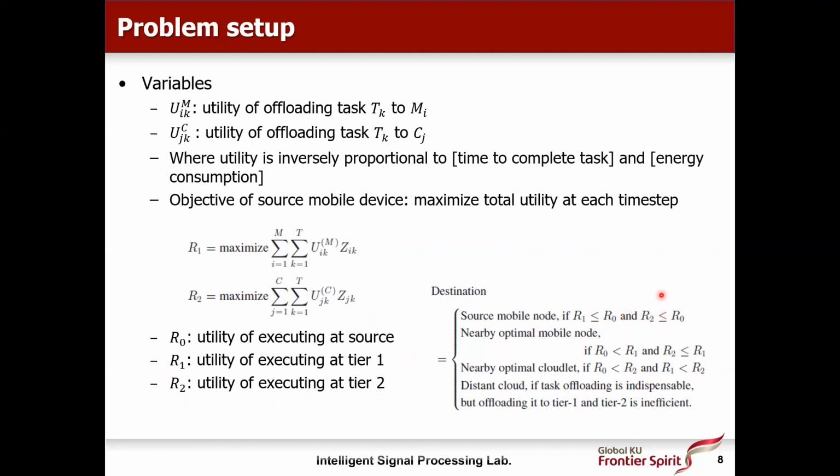And then the logic is simple. If R0 is the largest out of the three, then since it's the largest utility, it will allocate the task to the source mobile node. If R1 is the largest, then it'll assign the task to a mobile node. And if R2 is the largest, then it'll assign it to a cloudlet. And if it can't find a suitable one among R0, R1, R2, then it'll move it to the distant cloud as a last resort.